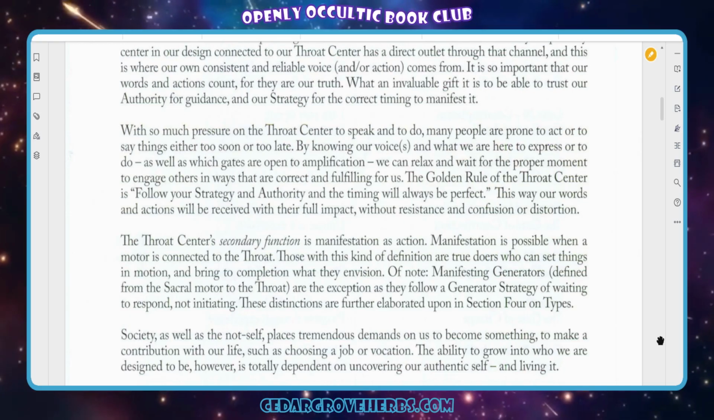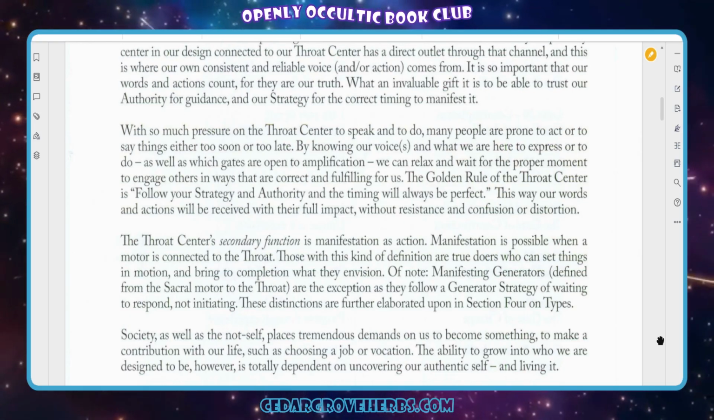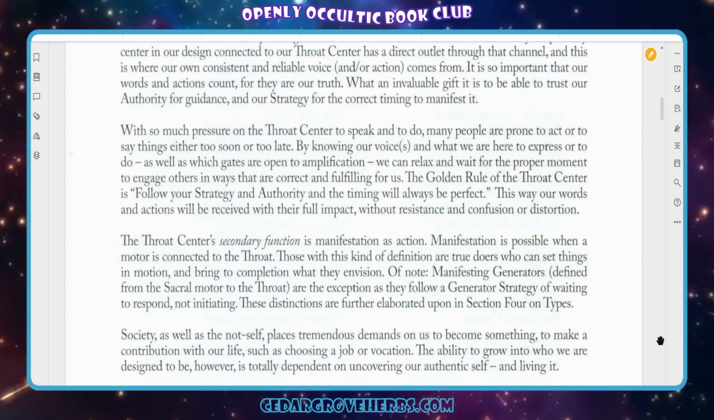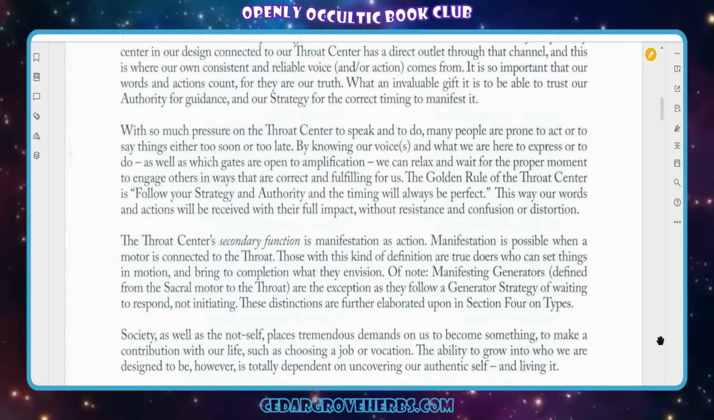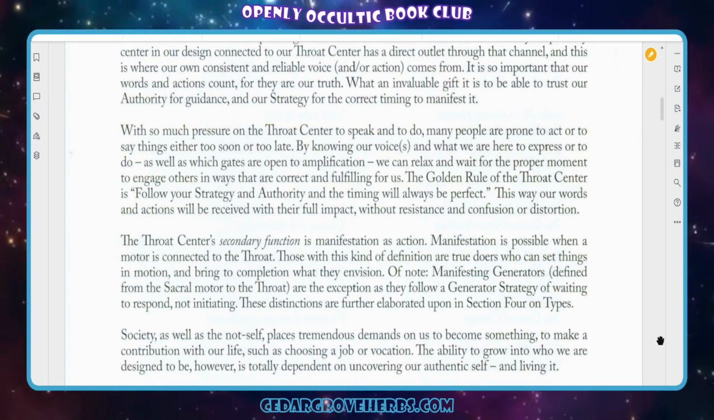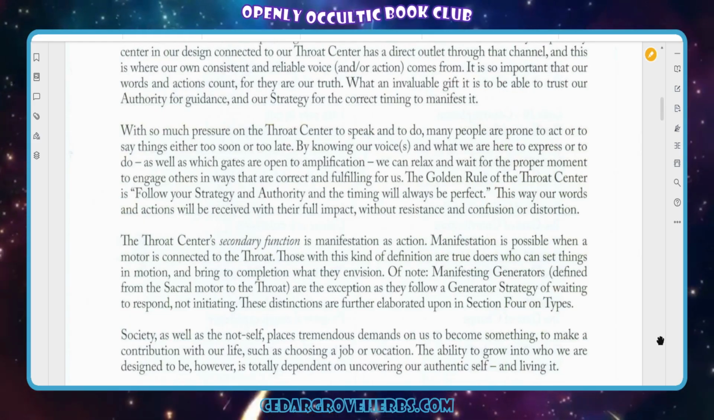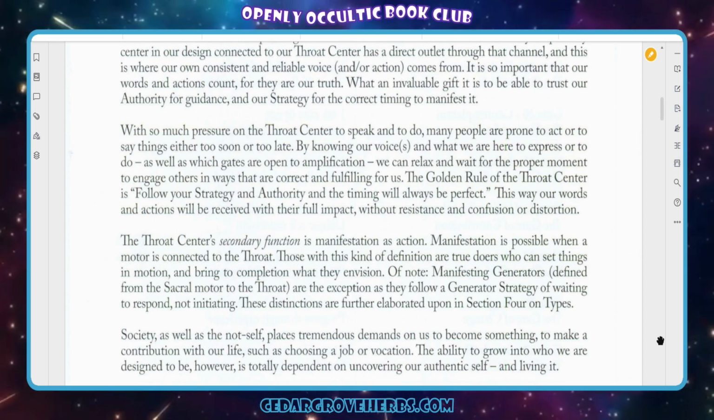The throat center's secondary function is manifestation as action. Manifestation is possible when a motor is connected to the throat. Those with this kind of definition are true doers who can set things in motion and bring to completion what they envision. Of note, manifesting generators have defined from the sacromotor to the throat.